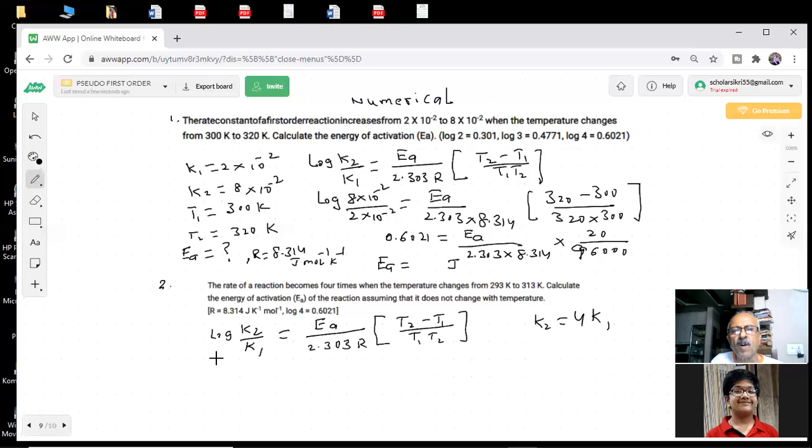So this becomes log 4. And you know how to calculate the value of log 4. He is giving the value. Again, no issue. Ea by 2.303 R. The R value is 8.314, given to you. Temperature: 313 minus 293, divided by 313 into 293. So you can calculate the energy of activation.